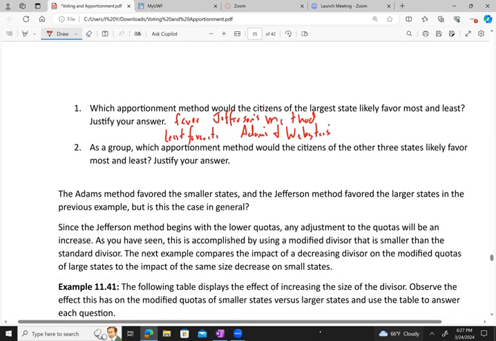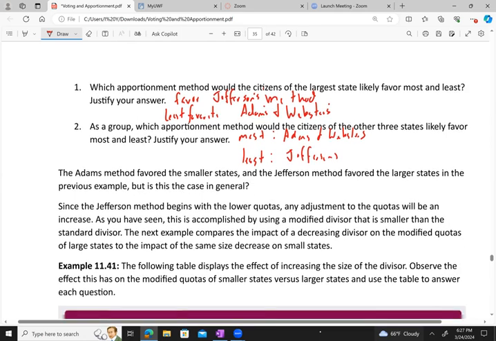As a group, which apportionment method would the citizens of the other three states likely favor most and least? Well, most would be Adams and Webster's, because again, it gave them the largest number of representatives, and least would be Jefferson's.